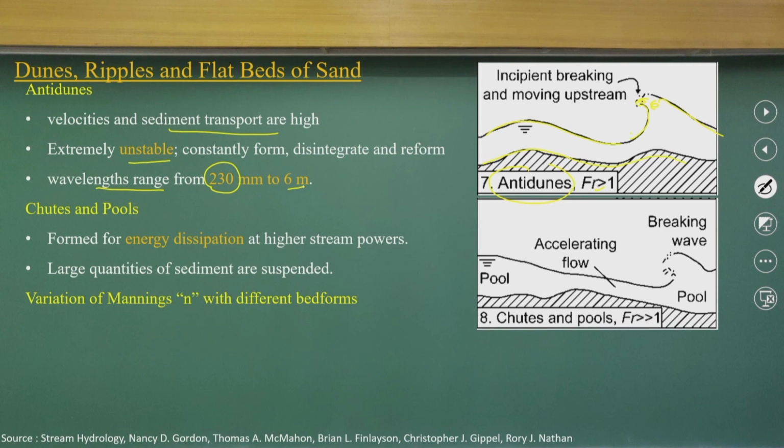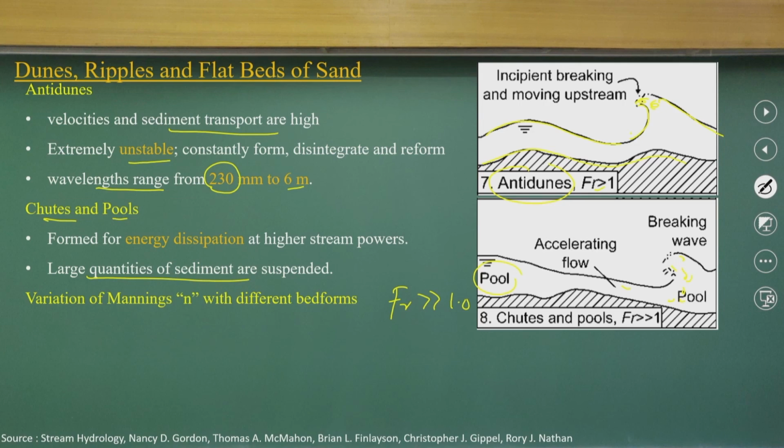Further, if your flow Froude number is larger than 1, then it will have pool and chute regions. There will be a pool and there will be a chute, and the chute is an accelerating zone. There, a large quantity of sediment will be in suspended conditions, and the flow Froude number is much larger.